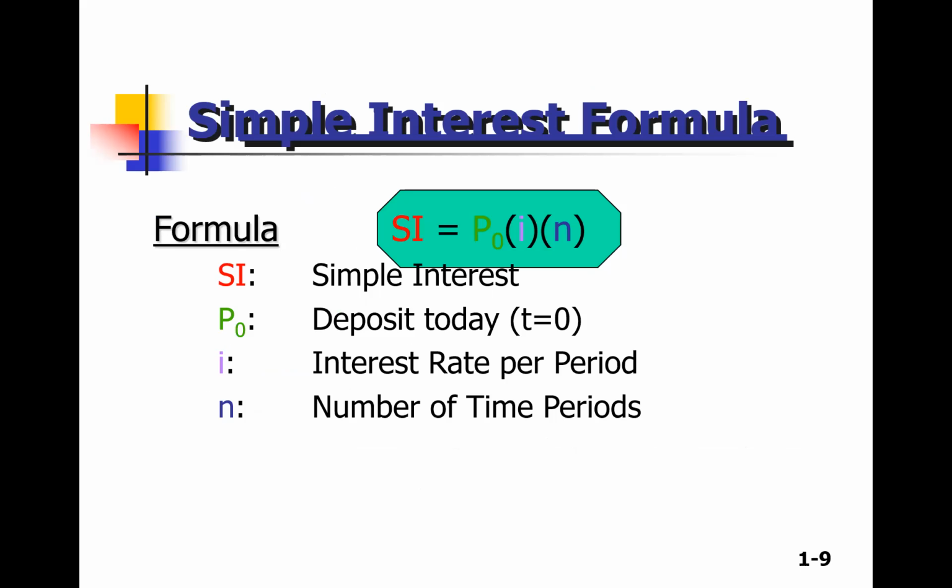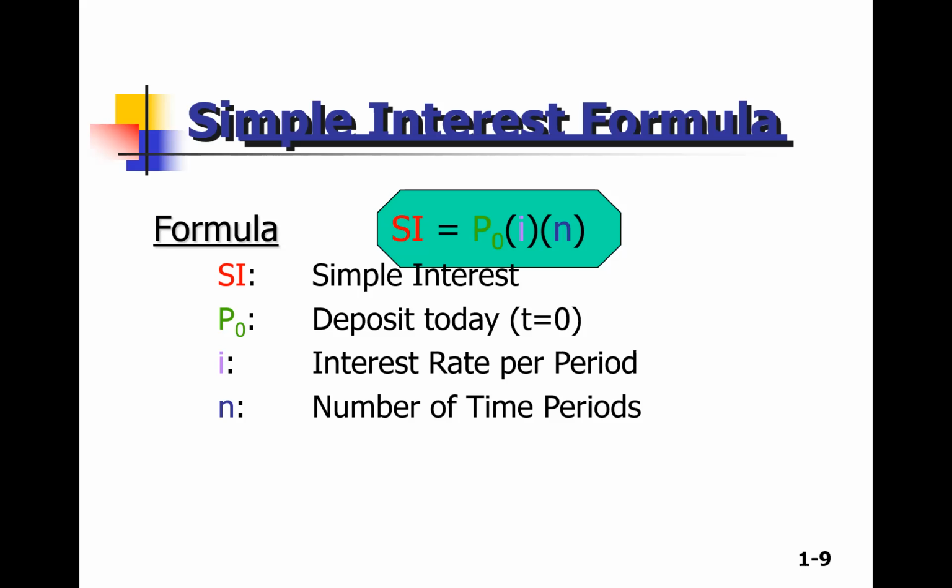Here is the formula for simple interest. We have shown here SI, and SI represents simple interest. P represents any deposit, or you can use any symbol. Here we are using P. P naught, naught means zero time period, right? We are talking about zero time period today. T is equal to zero. So today's deposit is P naught.